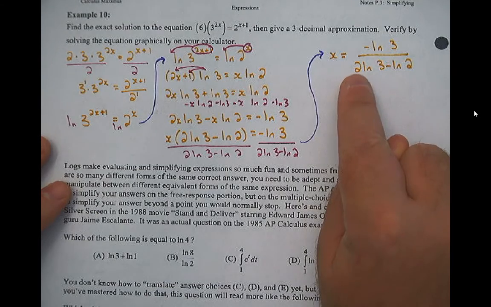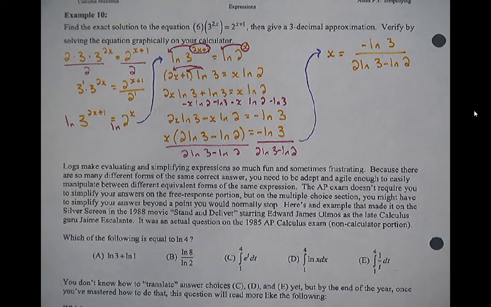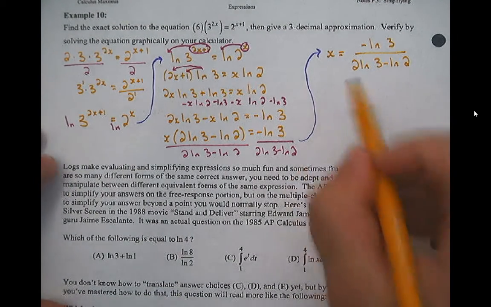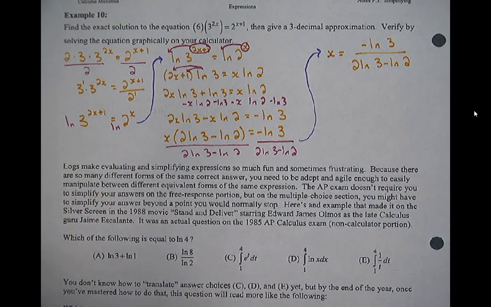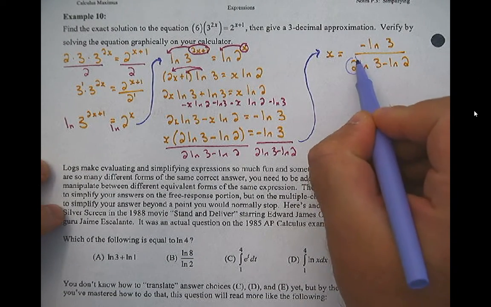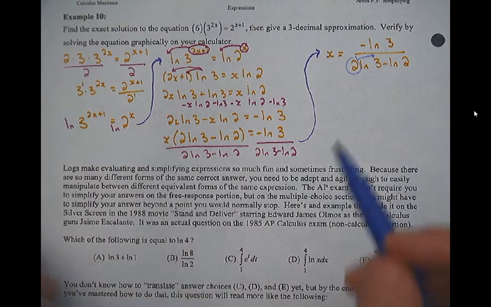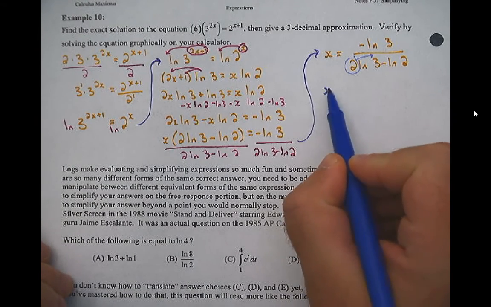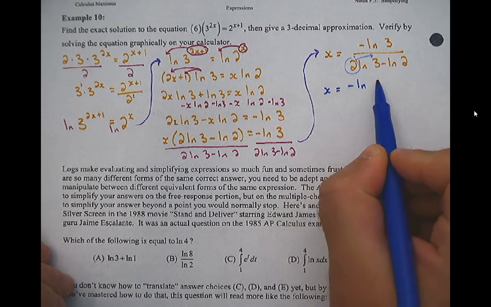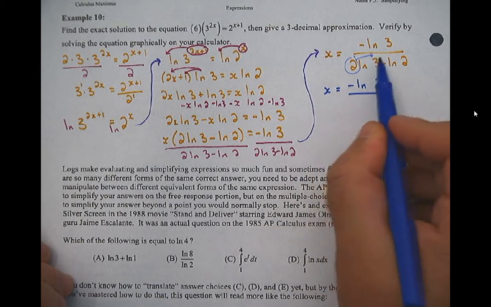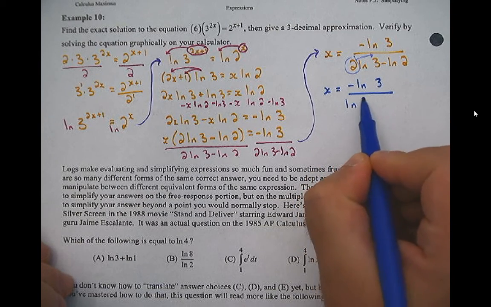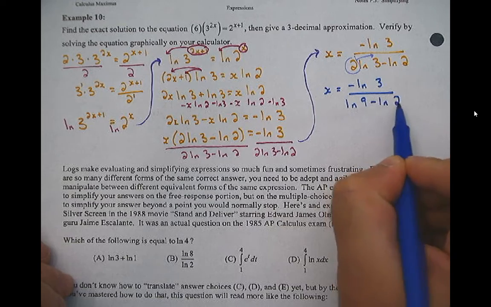For instance, this 2 can then go back up to the exponent. So I'm going to change the color here so that we can see what I'm talking about. This 2 then can come back up to the exponent. How about blue? Yeah, blue is fine. So I would get x equals negative natural log of 3 over, I'm going to bump that 2 up. What's 3 squared? 9. Take away natural log of 2.